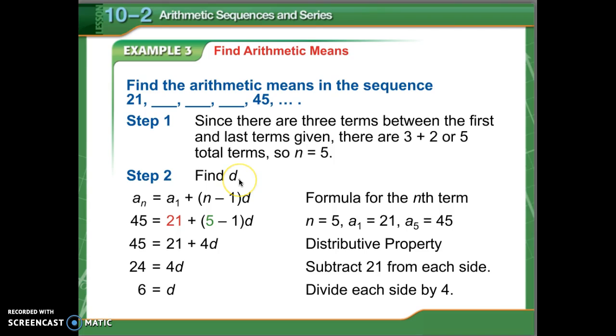Then step 2, you're going to find d. And you can find d using this method, like the formula that we already know. Plugging in n is 5, and the first term was 21, and the 5th term was 45 up here. Then the only thing that you don't know is d. You can work down and solve for d and get d as 6.